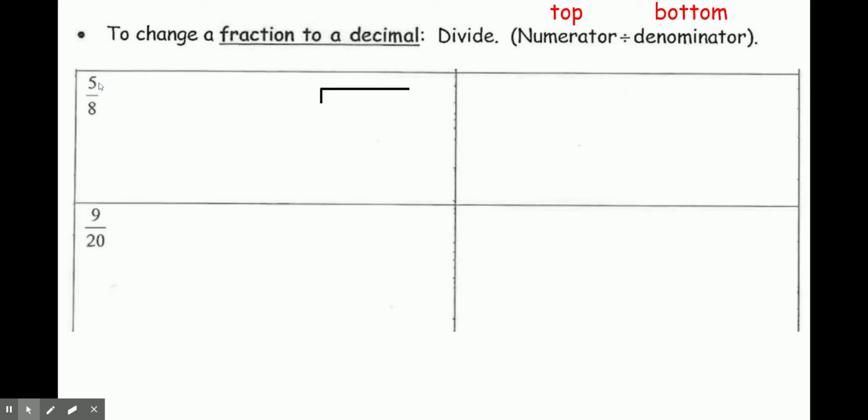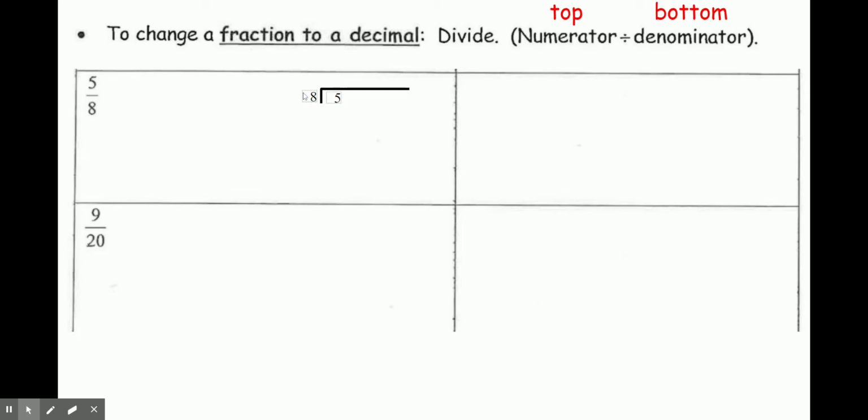So here's a nifty little trick. 5, fraction bar, and 8. I use the trick "in and out," like In-N-Out Burger. 5 goes in and 8 goes out. So in and out. Just read from top to bottom. In and out. So in 5, out 8.